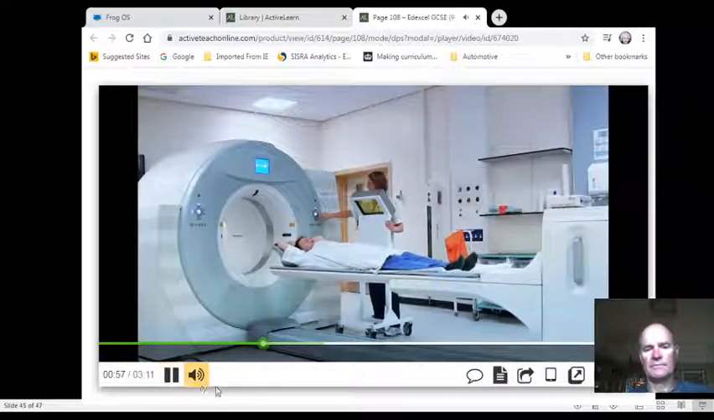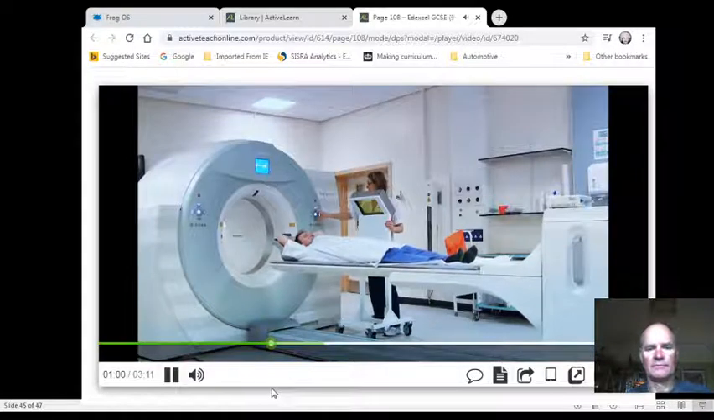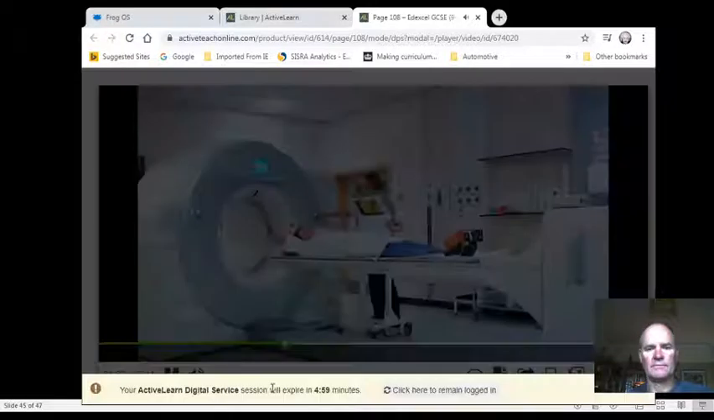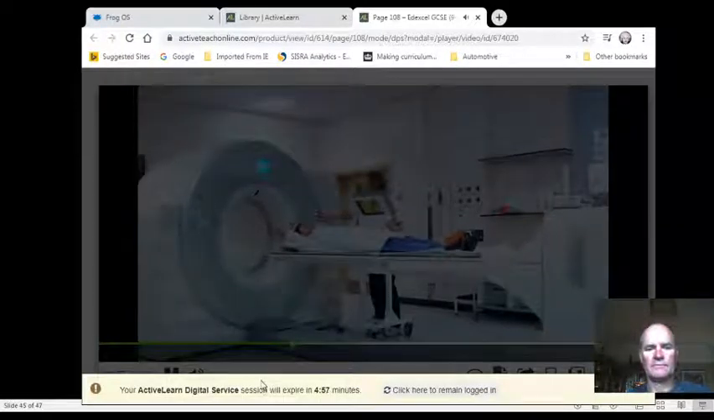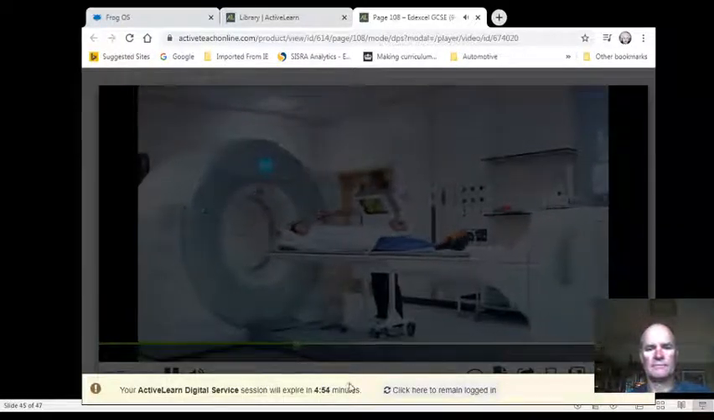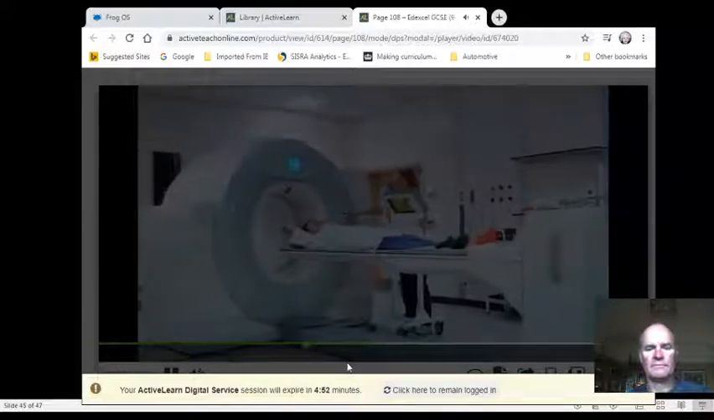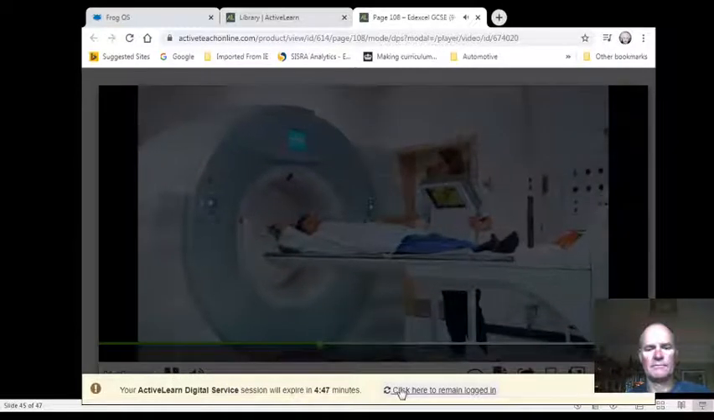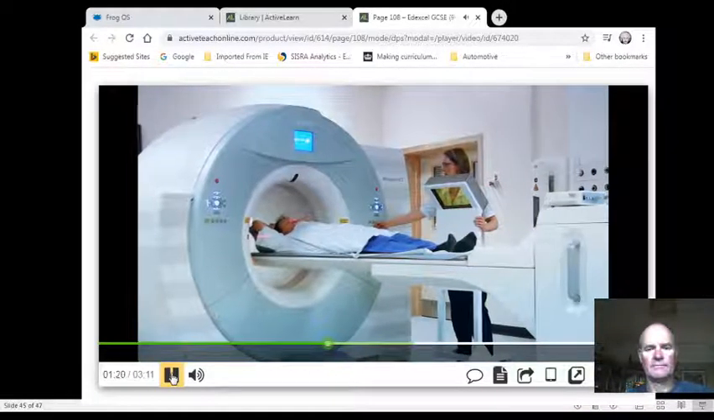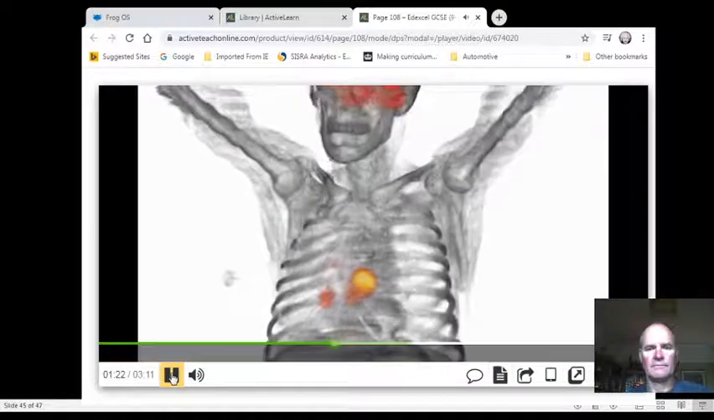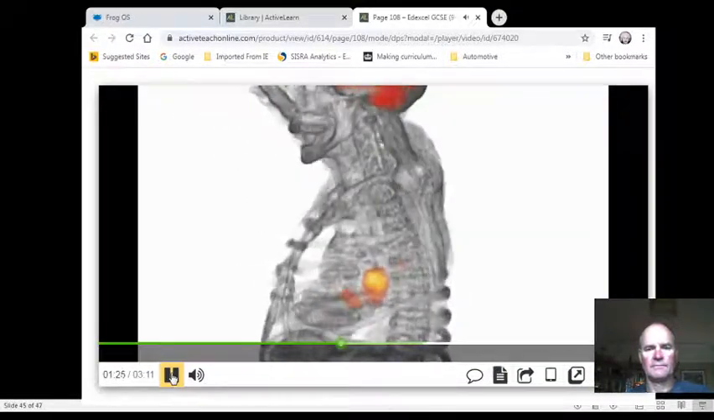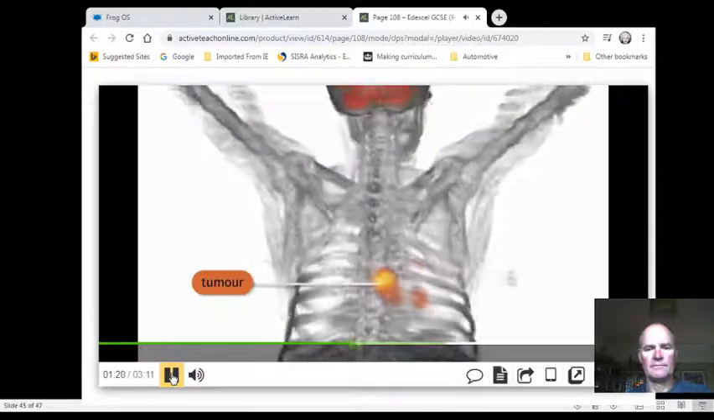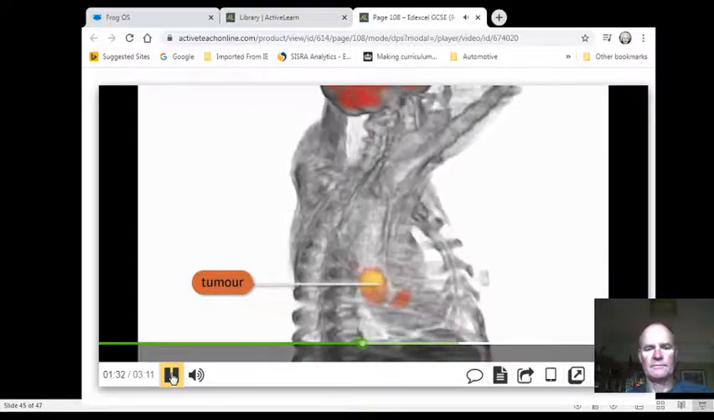PET scanners can produce a detailed three-dimensional image of the inside of the body. The patient is injected with a tracer that emits positrons. When a positron meets an electron, it emits two gamma rays in opposite directions. The PET scanner detects all the gamma rays given off and uses the information to build up a three-dimensional image of the patient. This model of a patient with lung cancer was built up using a combination of a PET scan and an X-ray scan. It shows the location of the cancerous tumours.